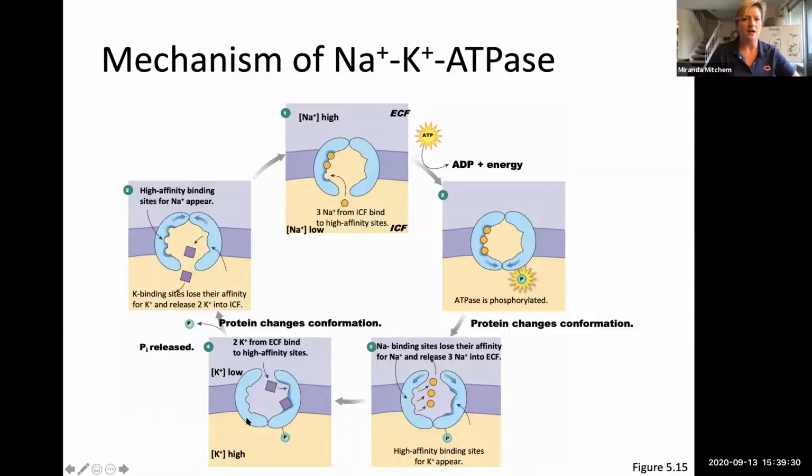And then we go back to the beginning. So it literally changes shape. But it does require the breakdown of adenine triphosphate to adenine diphosphate so that the inorganic phosphate group may be used to power this reaction. So the phosphate actually induces the conformational change of the gate to open from one side to the other.